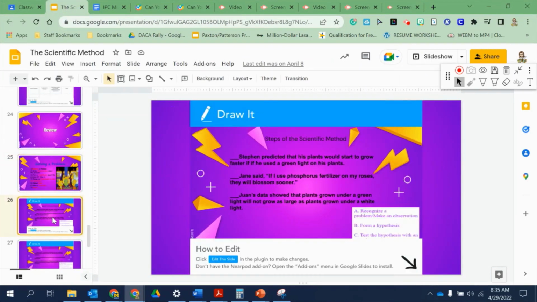You may have seen these earlier in the term, but it's been a while. So right here, what is this? Is this A, recognize a problem, make an observation? Is it B, form a hypothesis? Is it C, test a hypothesis with an experiment? Or is it D, draw a conclusion? So Stephen predicted that his plants would start to grow faster if he used a green light on his plants. Which is this? Jane said, if I use phosphorus fertilizer on my roses, they will bloom sooner. So which is this?